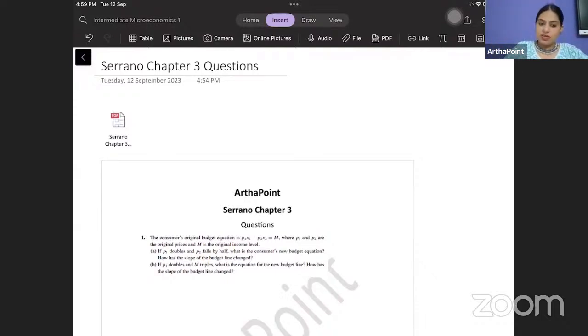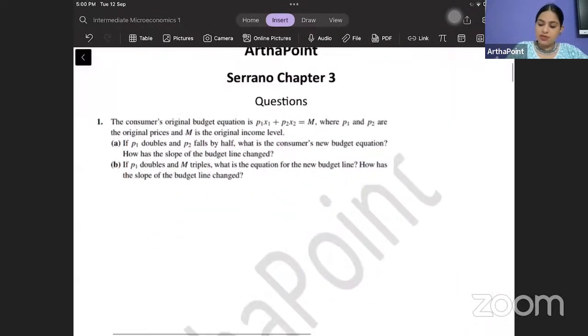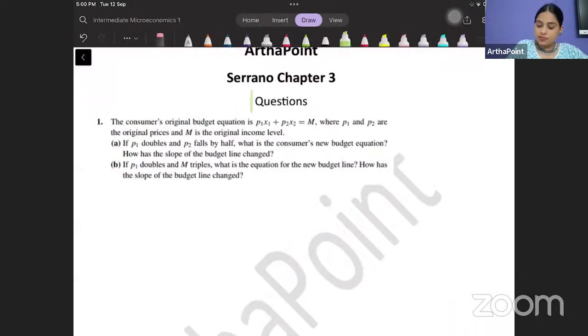Okay, beta, read the first question that is part of chapter 3 of Serrano. I hope my screen is visible to you. The question is properly visible. Let's read this question. Consumer's budget equation is P1 X1 plus P2 X2 is equal to M, and P1 and P2 are original prices, and M is the original income. If P1 doubles and P2 falls by half, what is the consumer's new budget equation? How has the slope of the budget line changed?